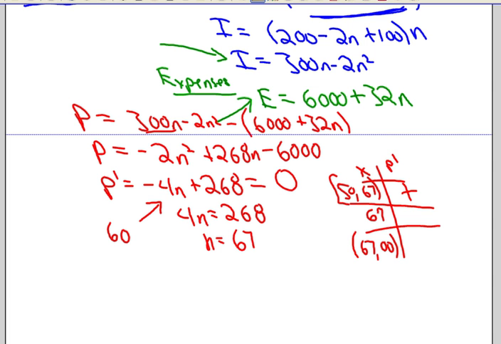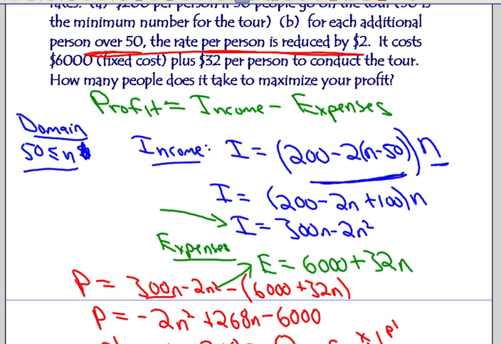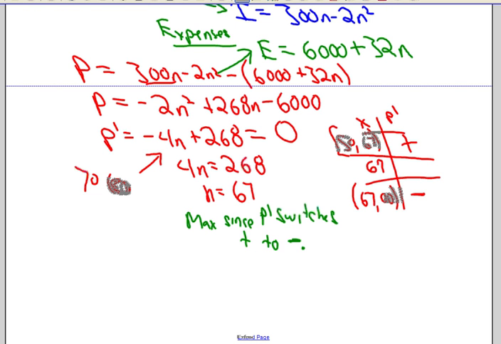And bigger than 67, let's try 70. 4 times 70 is 280. Negative 280 plus 268 is negative. So my derivative is switching from positive to negative. Therefore, I can say my 67 is a max. Since P prime switches from positive to negative, and this is my only critical point on the interval, I found the max. Okay, have we answered the question? How many people does it take to maximize your profit? It takes 67 people to maximize your profit.